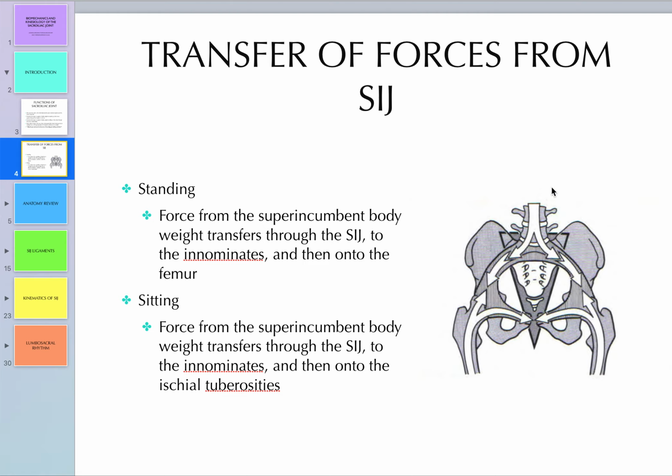We have transfer of forces in standing, from lumbar spine to sacroiliac joint to ilium to femoroacetabular joint and down to the ground. And in sitting, the forces are being distributed from the lumbar spine through the sacroiliac joint and down to the ischial tuberosities right here to the chair.